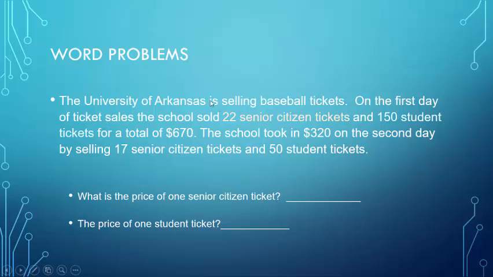Ticket sales, they sold 22 senior citizen tickets and 150 student tickets, and then this was the amount that they made that day. They then took in $320 on the second day by selling 17 and 50 of those various tickets. So a couple things.